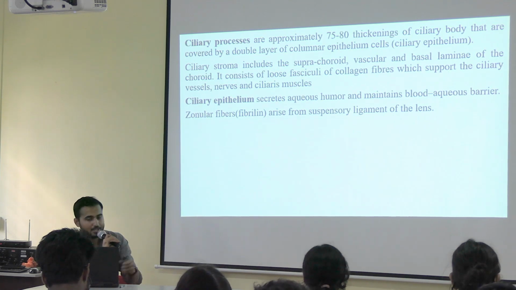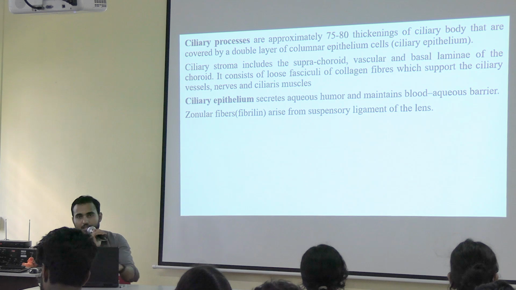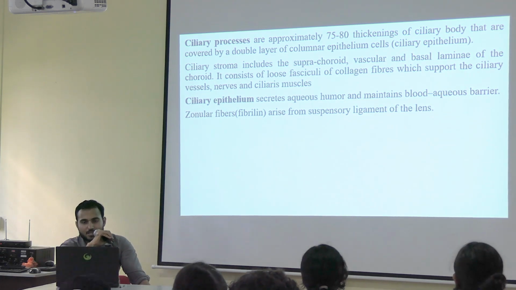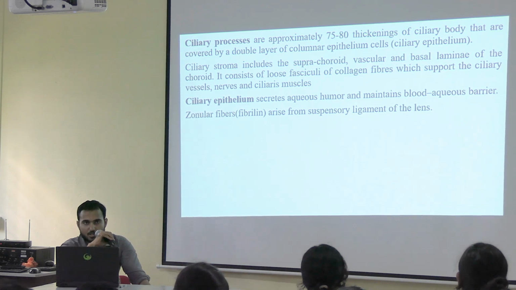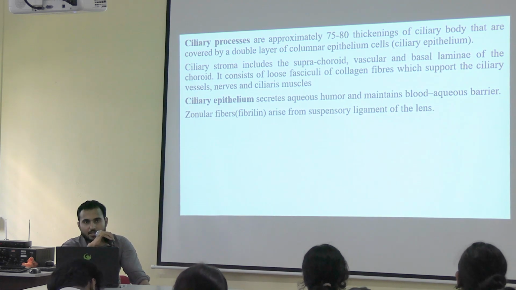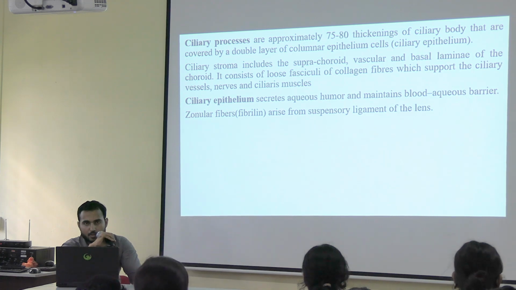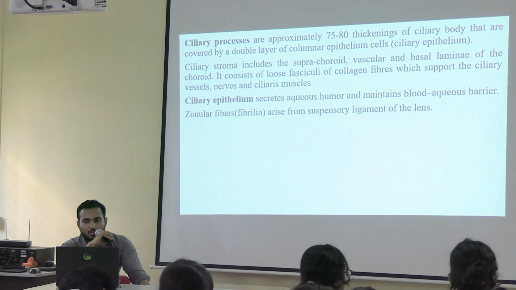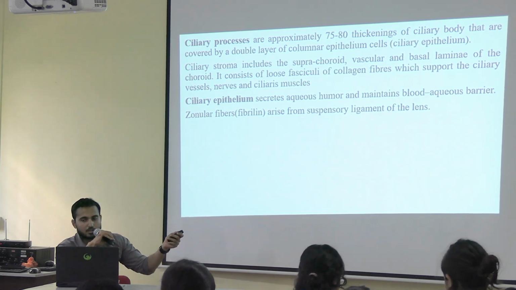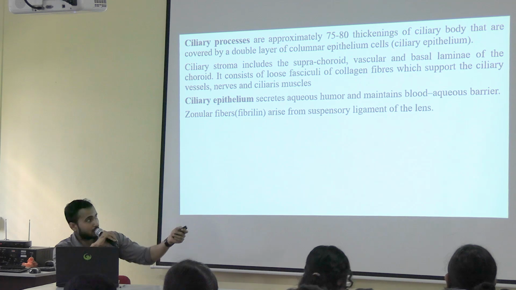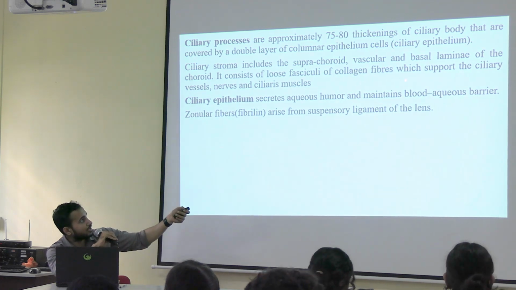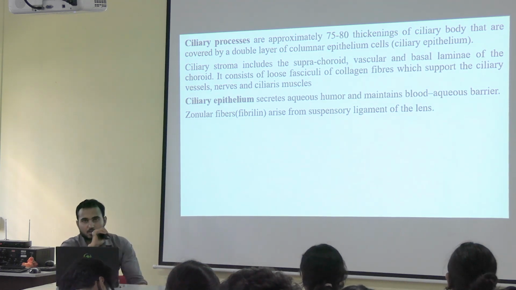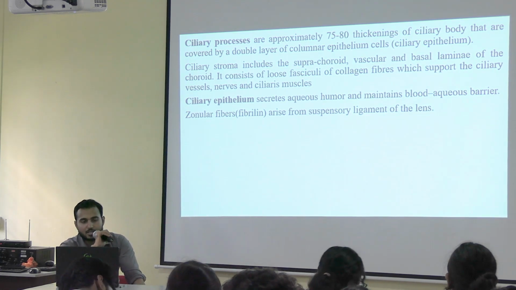Next, from the ciliary body, some projections are there. 70 to 80 projections are coming out from the ciliary body. These are called ciliary processes, and those are also covered by ciliary epithelium. Next, in the ciliary stroma, mainly suprachoroidal, vascular, basal lamina of the choroid are present. Along with that, we are getting the collagen fibers, which support the ciliary vessels, nerves, and ciliary muscle. So these are also present in the ciliary stroma.